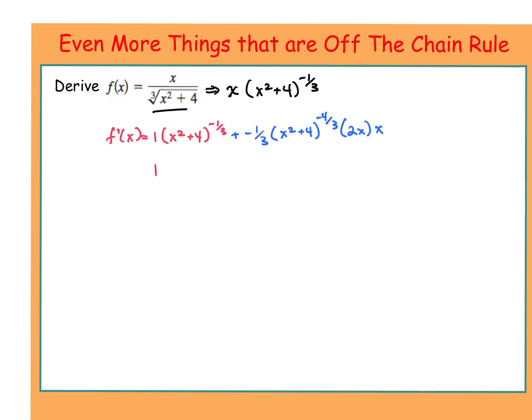And so now we'd have 1 times x squared plus 4 to the power of negative 1/3. And then what does this negative 1/3 and this 2x times x combine to? Negative 2/3 x squared. Good. And then I still have x squared plus 4 to the negative 4/3. All right. And so now we need to factor out our least powers. Okay. However, this one's a little bit more difficult than the last one because now I have a 1 and I have a negative 2/3.